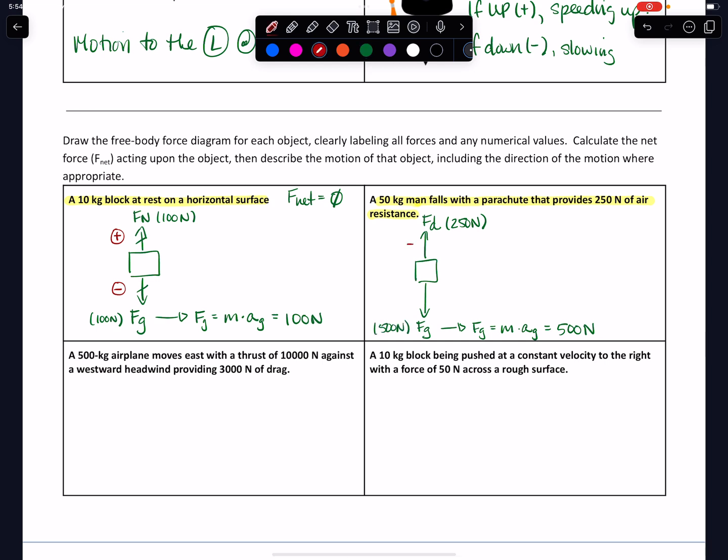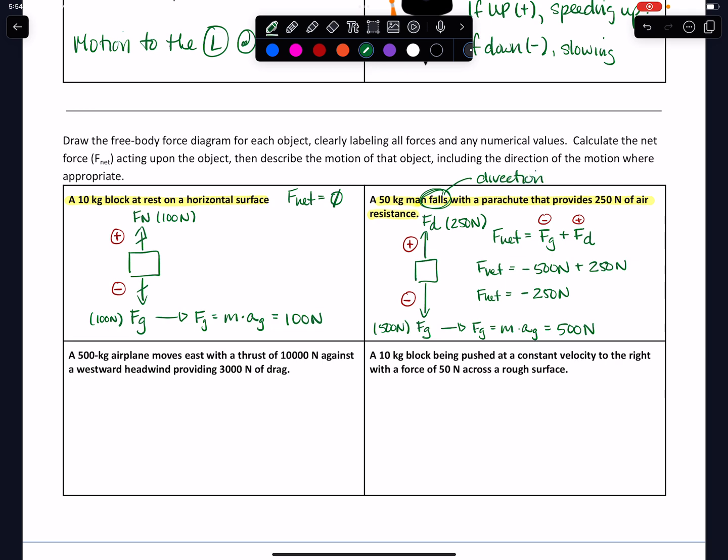And remember, the drag is providing a positive force. The gravitational pull is providing a negative force. So let's look at F net. F net is going to be equal to our gravitational force plus our drag force. And again, negative, positive, just as a reminder. So when we plug the numerical values in, we're going to have negative 500 newtons plus 250 newtons. So the net force is going to be negative 250 newtons. Now it tells me that the guy is falling, which means that the direction of motion is negative.